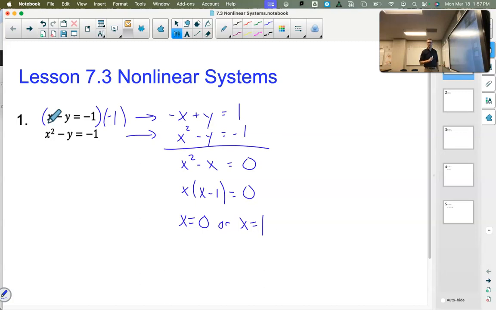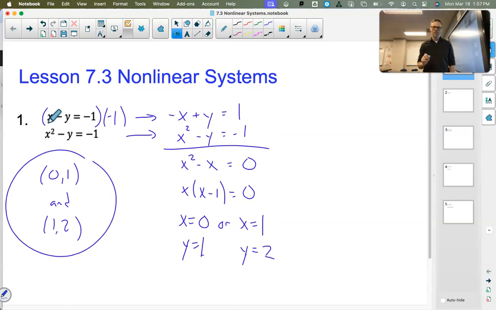Now we know from solving that we still need to find the y values. So let's take x equals 0. Let's plug it back in and get the y value. If x equals 0, 0 minus y equals negative 1, y is 1. If x is 1, 1 minus y equals negative 1, y would equal 2. So I end up with 2 points: (0, 1) and (1, 2).